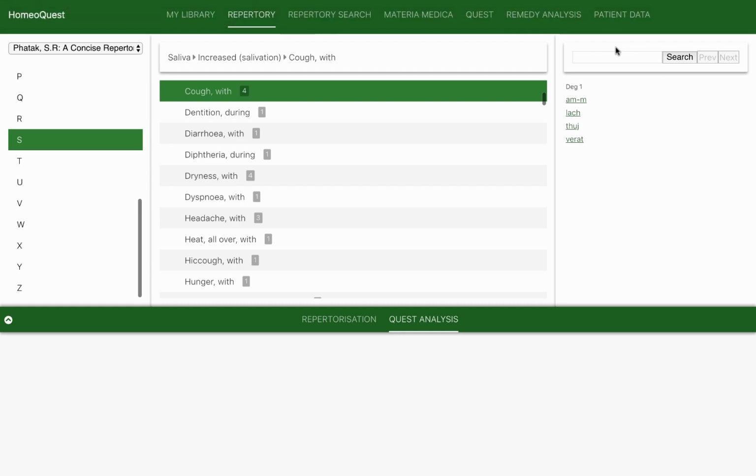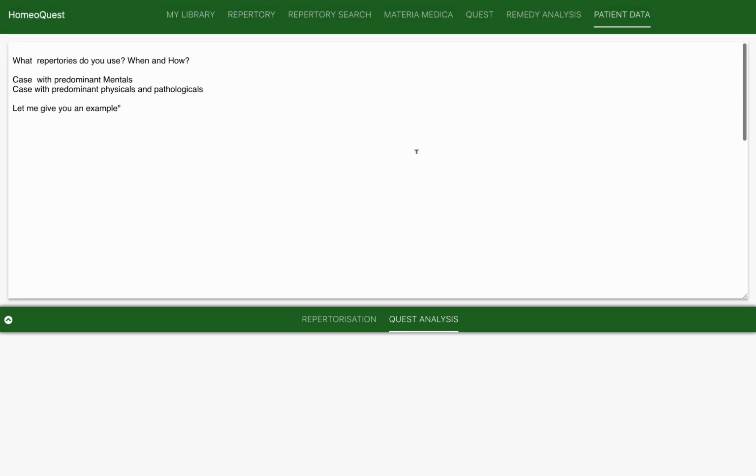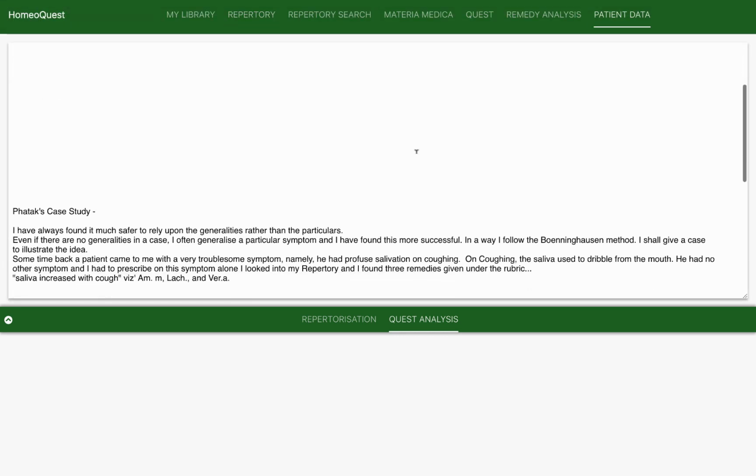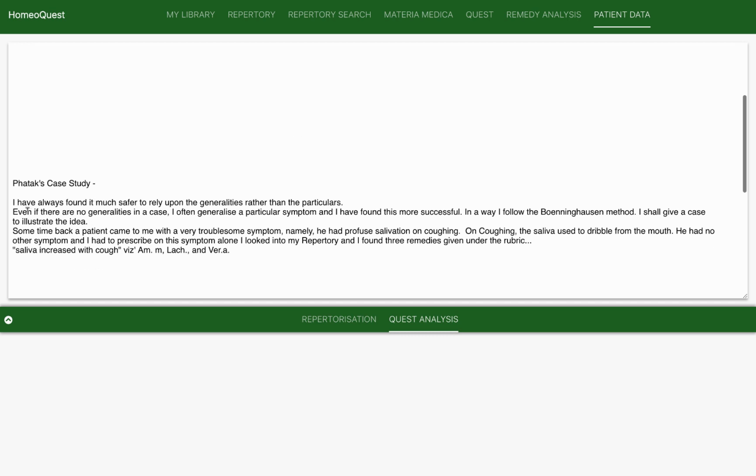I want to give you an example here, and this time we're looking at an example by Dr. Phatak. So we have a case study here. He said, I've always found it much safer to rely upon the generalities rather than the particulars. Even if there are no generalities in a case, I often generalize a particular symptom, and I found this much more successful. So in a way, I follow Bönninghausen's method, and I shall give you a case to illustrate the idea. So Phatak had a patient who came to him with a very troublesome symptom.